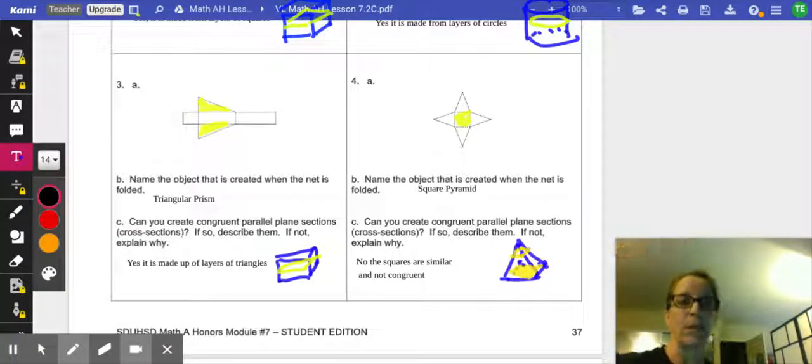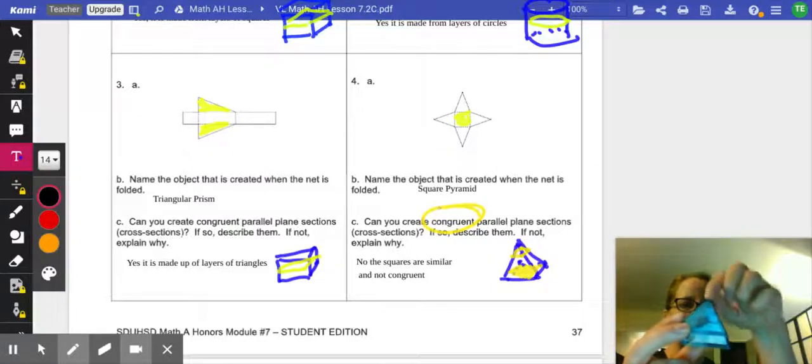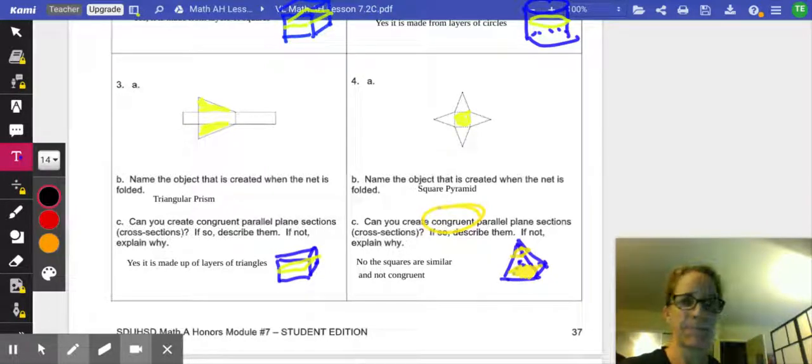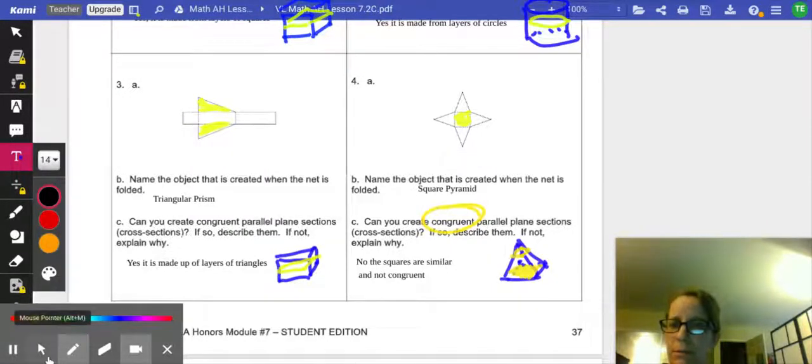So no, you're not going to get congruent parallel shapes. You're going to get similar parallel shapes all the way until you get to the apex, and then you would just get one little dot, a crumb. Okay, next one.